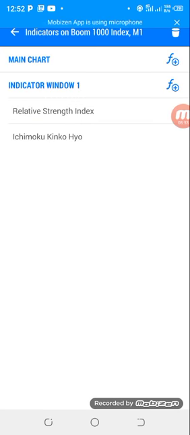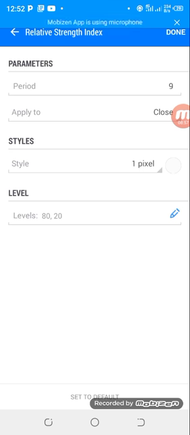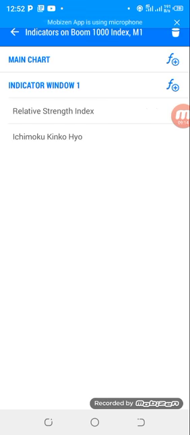Now I use Relative Strength Index, period 9, apply to close, style 1. My background is white, that is why I select white. If you are using a black background, you select black. So my levels are 80 and 20. So you click OK.